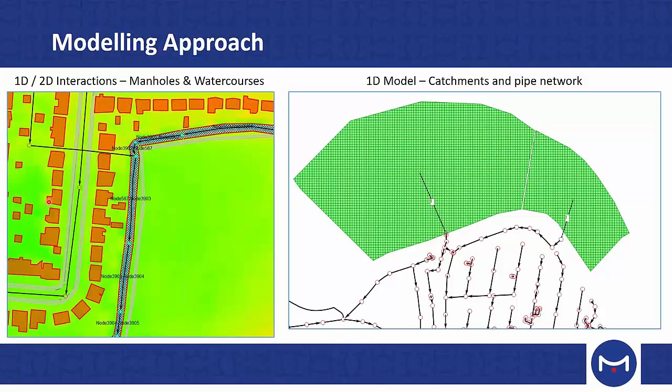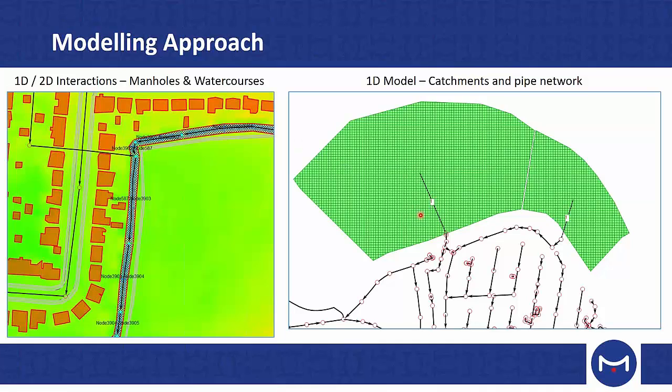So the left-hand image here is what the model sees, in fact, if you like. So there's an example of a one-dimensional watercourse here with some of the pipes and the other things attached to it. And then you can see the slightly more colourful background is the LiDAR information. You can see the footpaths and the buildings also represented there.